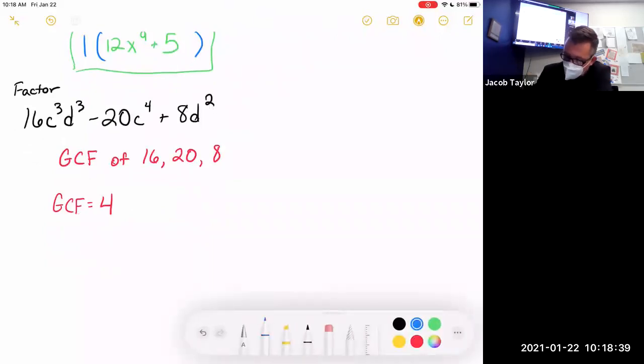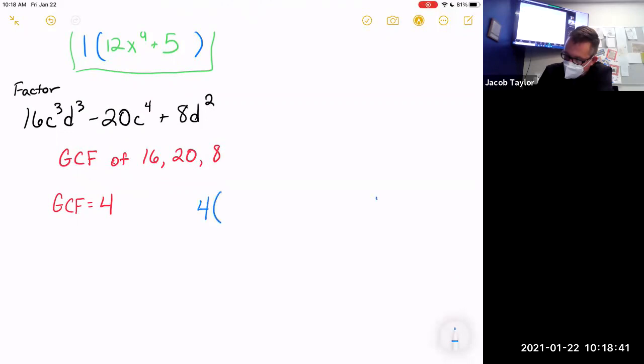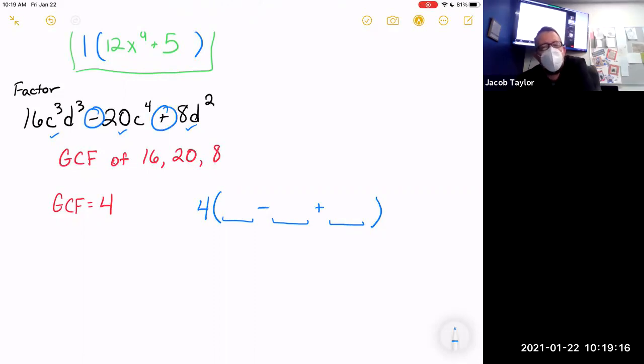That means 4 is the thing that is outside the parentheses, because that is the greatest common factor. I'm going to figure out what goes inside the parentheses, but first, how many things will be inside? How many terms? Well, the problem has 1, 2, 3 terms, so my solution should have 1, 2, 3 terms. And I'm going to just carry the signs down. There's a minus sign and a plus sign. So minus, plus, just like in the problem.